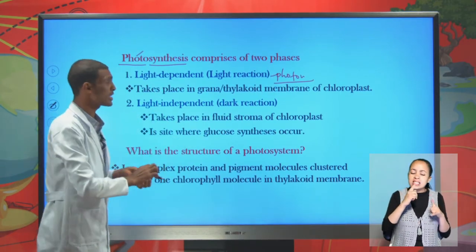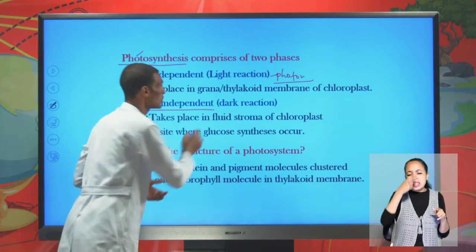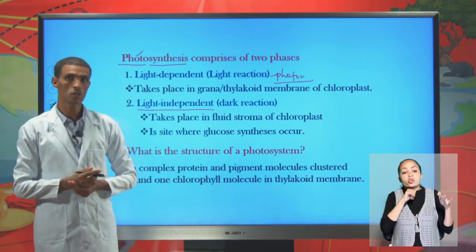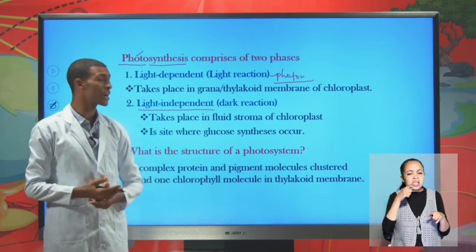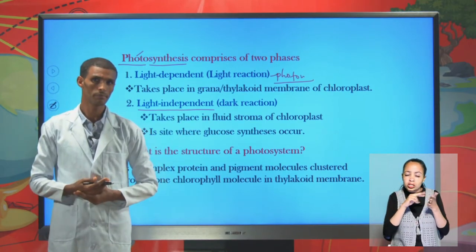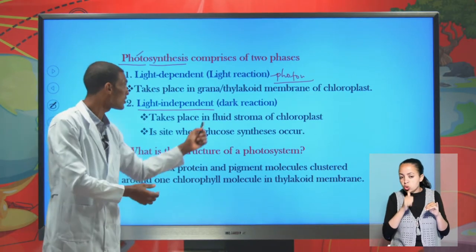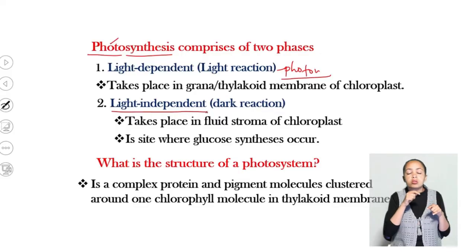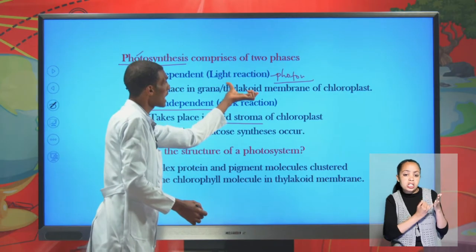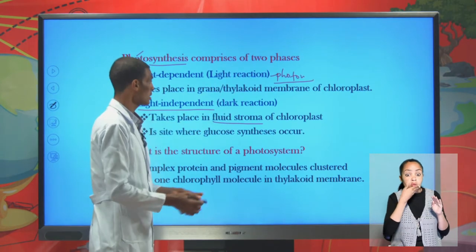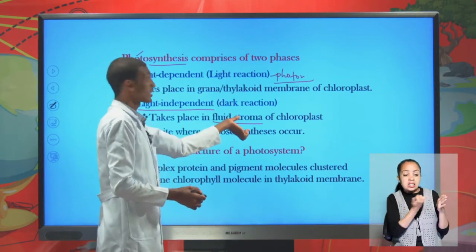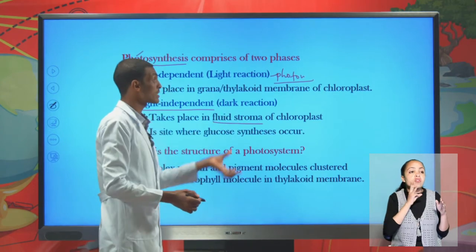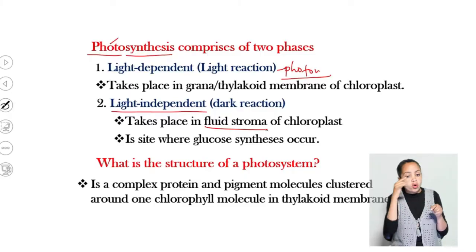The second phase of photosynthesis is the dark reaction, or light-independent reaction. Students, do you think that when we say dark reaction, it takes place in the dark? No. We mean that the light-independent or dark reaction doesn't require energy from photons. So it takes place in the fluid stroma of chloroplast. The thylakoid membrane of chloroplast is suited for the light reaction, whereas the fluid-filled stroma is suited for the dark reaction.